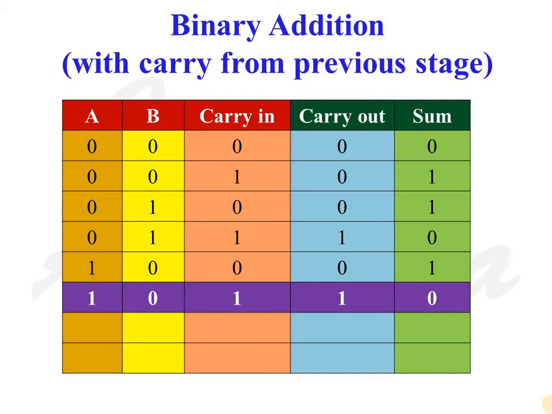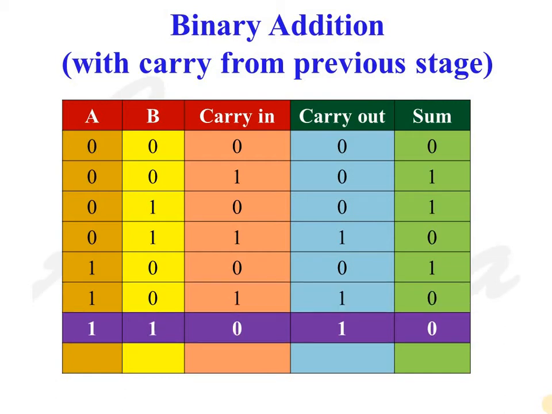When A is equal to 1, B is equal to 0 and carry in is equal to 1. Sum is equal to 1 plus 0 plus 1, that is equal to 1, 0. So sum bit is equal to 0 with an overflow of 1.